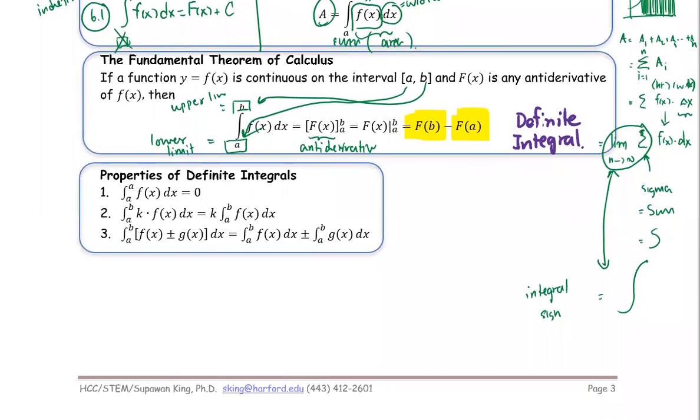Okay, so the common properties. The definite integral from point a to point a, where the lower and upper limits are the same. This means when you have the graph and point a and point b, if a and b are the same, you do not have any area. So there is no area under the curve because the start and stop points are the same. And for the second property, this is the constant multiple.